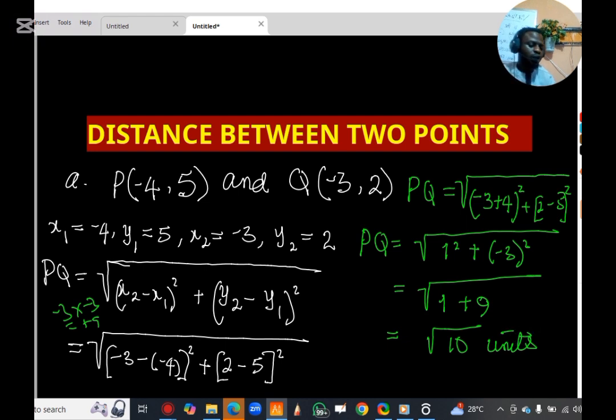We can leave it this way, or we can find out the square root of 10. Let's find out. Root 10 is 3.16 units in 2 dp.